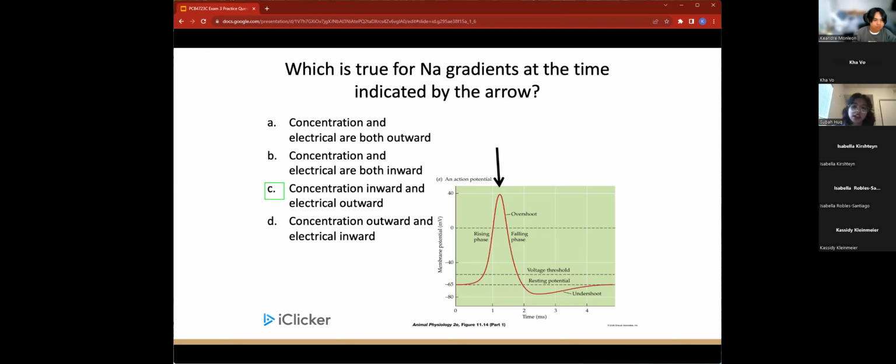Sodium is a positive ion, and since like charges repel each other, sodium would want to get away from a positive charge to a negative charge. At the overshoot, you can think of it as the inside membrane potential being positive and the outside being negative. So sodium, as an ion, would want to flow out of the cell. That's why the electrical gradient is out, like outward.